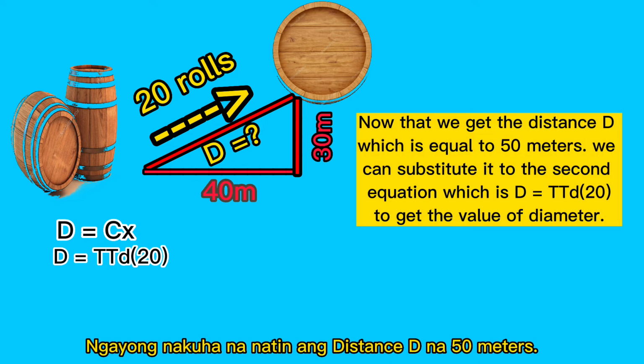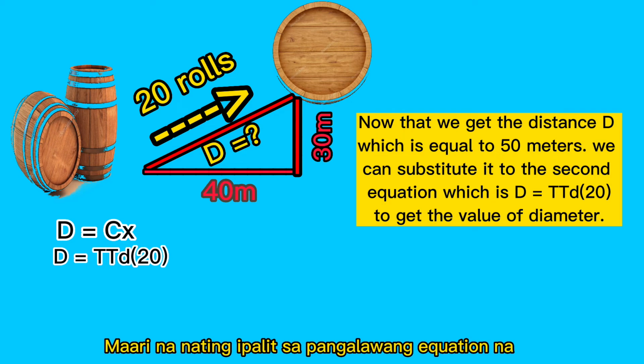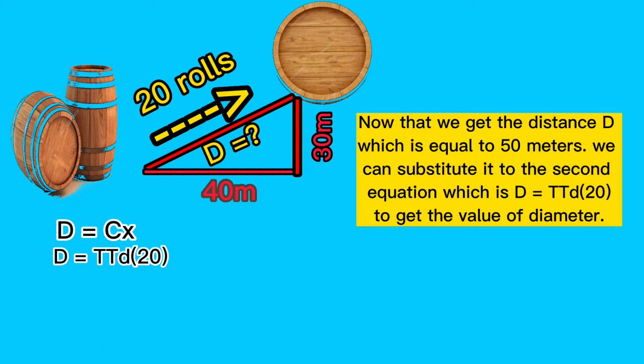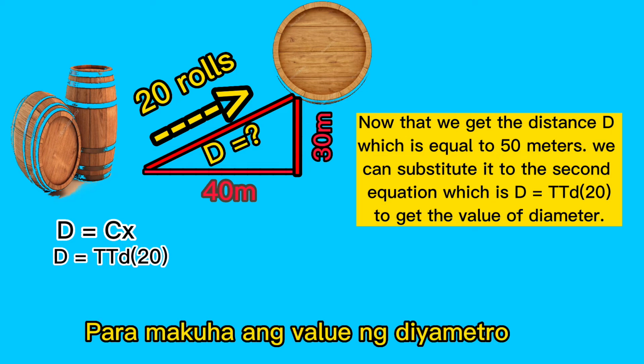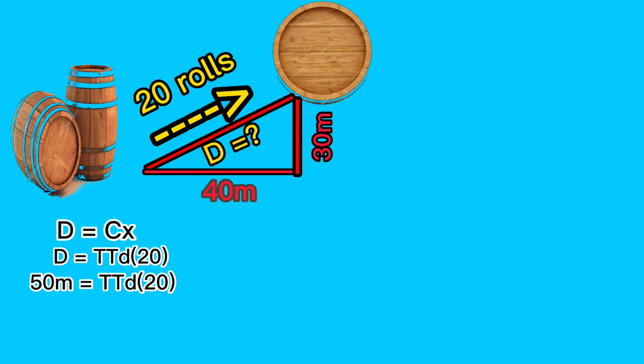Now that we have the distance d, which is equal to 50 meters, we can substitute it into the second equation, which is d equals pi multiplied by diameter multiplied by x, which is 20 rolls, to get the value of diameter. Now, we will have 50 meters equals pi multiplied by diameter d multiplied by 20.